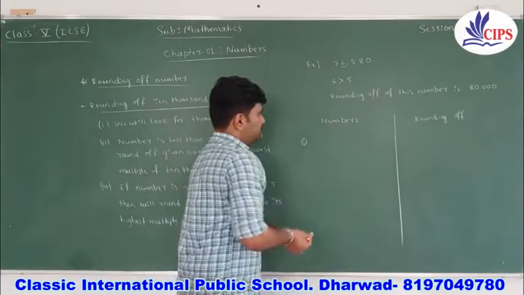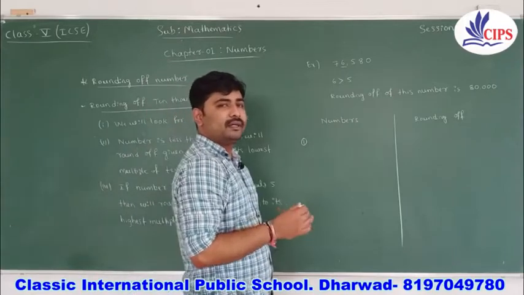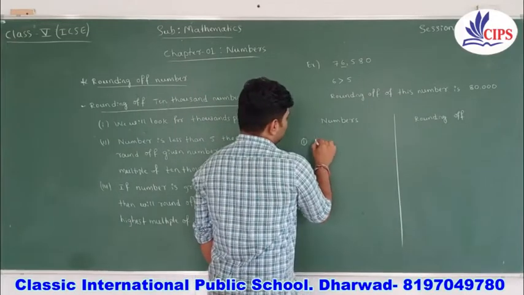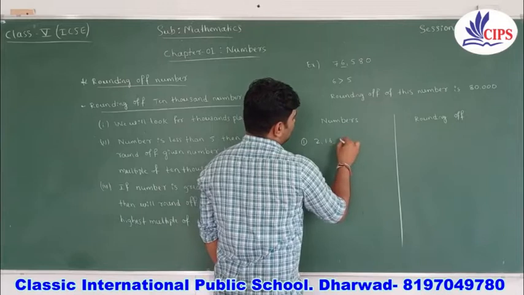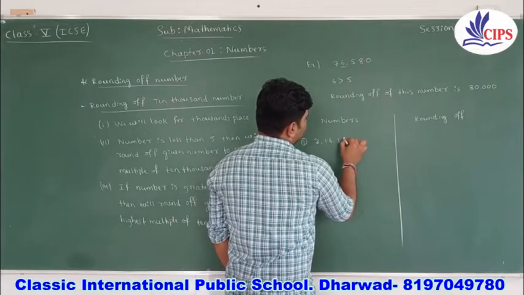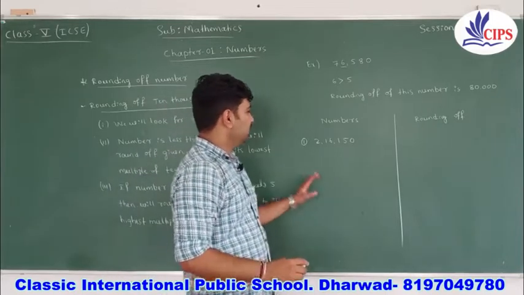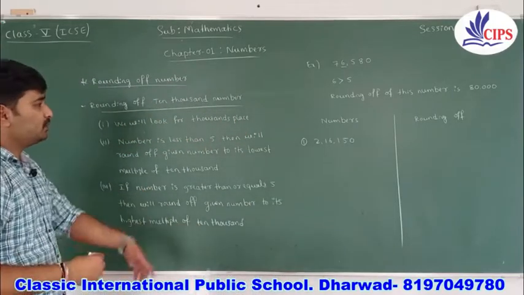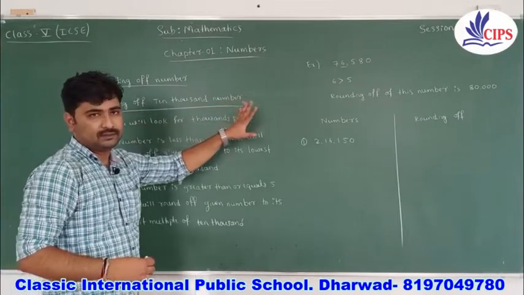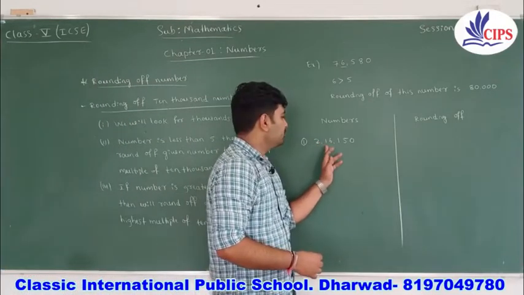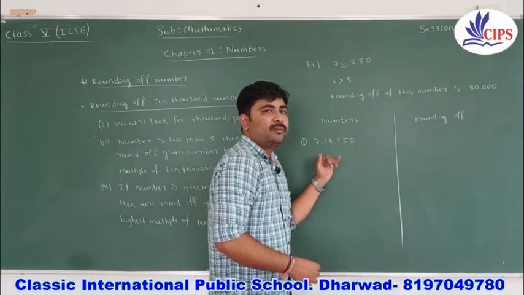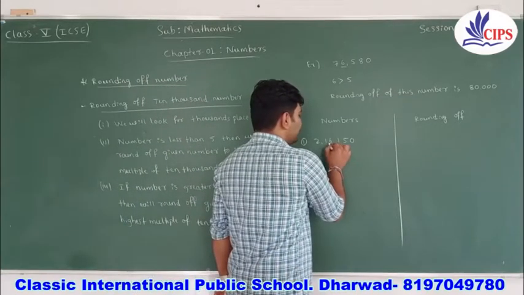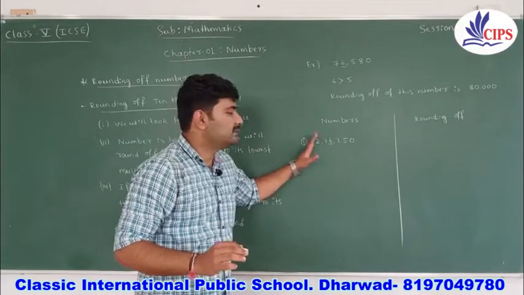Okay, next, which one should I take? I'll take a lakh number, but the intention will be the same, that is rounding off to its 10,000 place. For example, 2,16,150 is the number, correct? So this is a six-digit number, but our topic is to round it off to its 10,000, correct? So 10,000 in the sense, it will become 16,150. If I'm trying to round off this number to its 10,000th place, then again I'm going to consider its 1000th place.